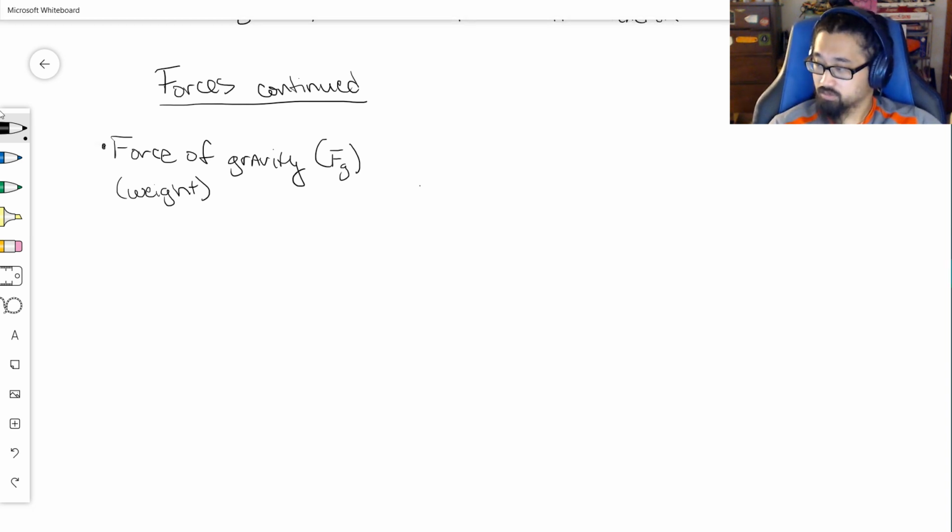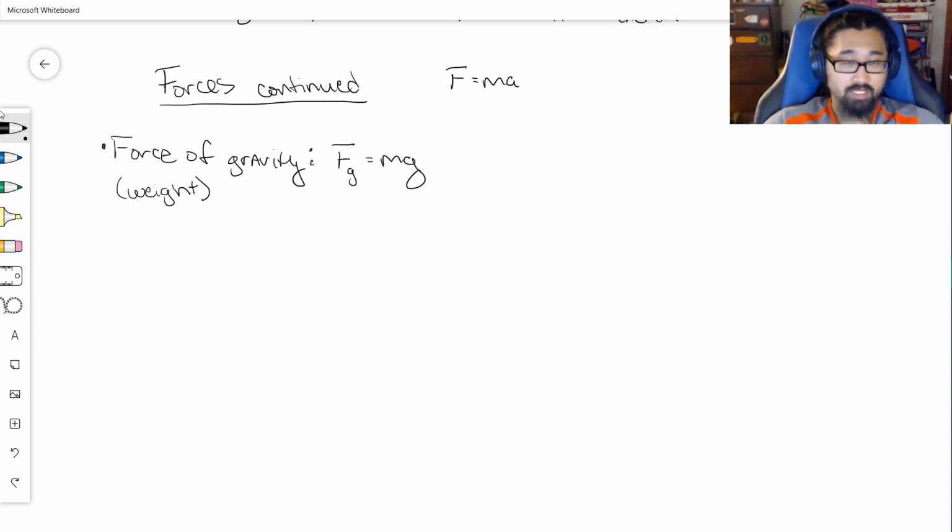The big deal to keep in mind for all of these is that F equals m times a. The force of gravity, F with a subscript G, equals m times g. Equals mass, your mass, times g, the acceleration due to gravity. For any object, it's its mass times the acceleration due to gravity.